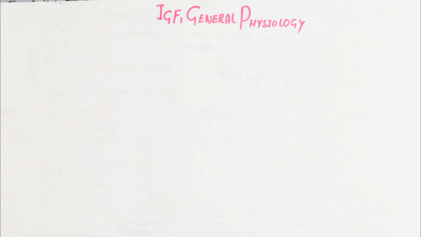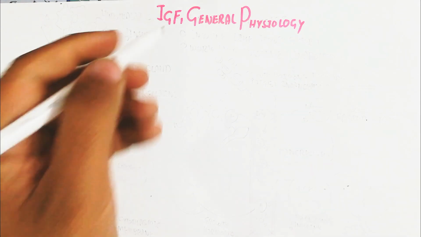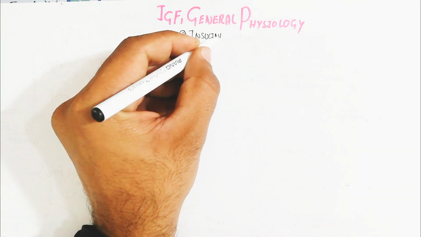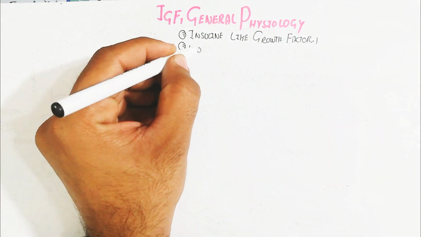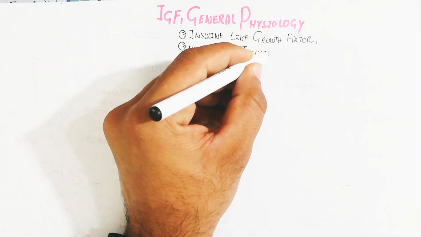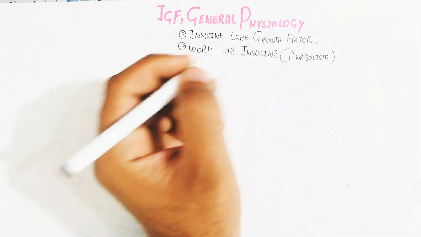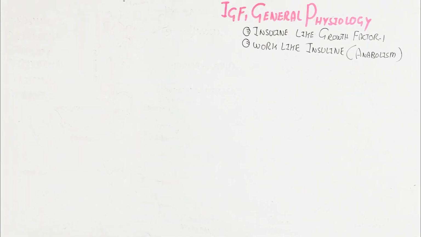So we will look at the overview. What is the function of the IGF? IGF is also known as insulin-like growth factor 1. It works like insulin, so that is why it is anabolic. It means anabolism will occur due to IGF-1.